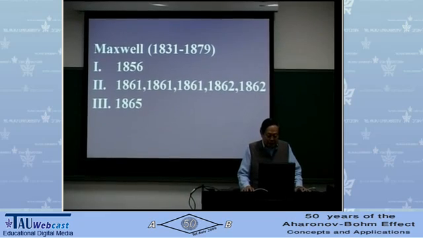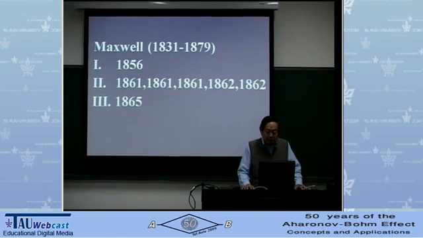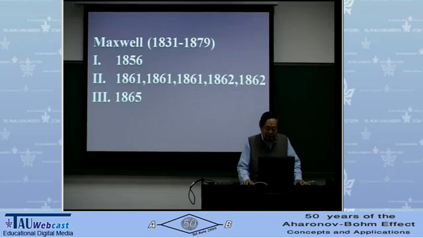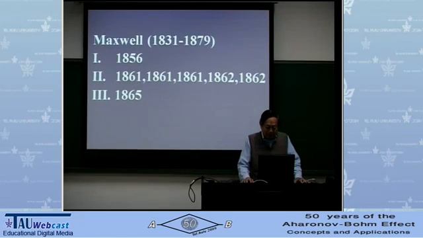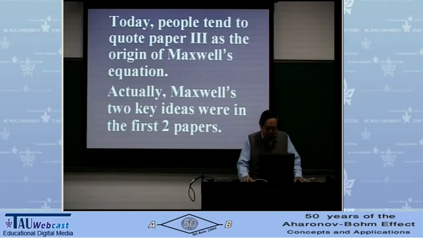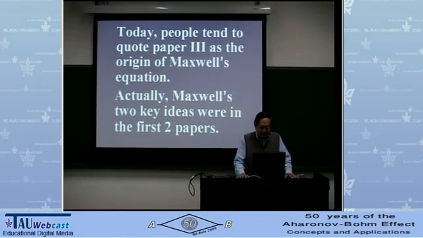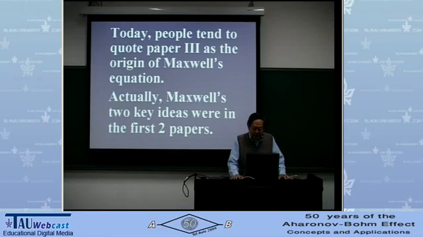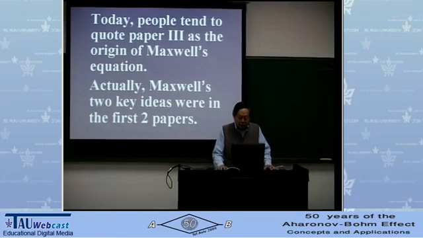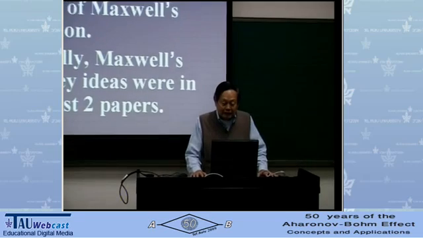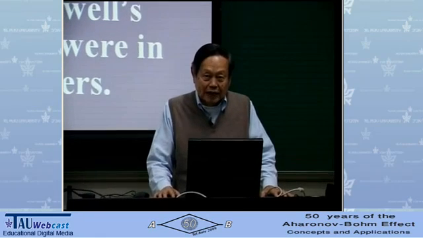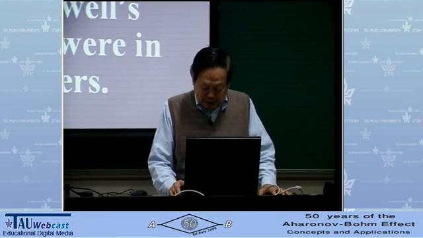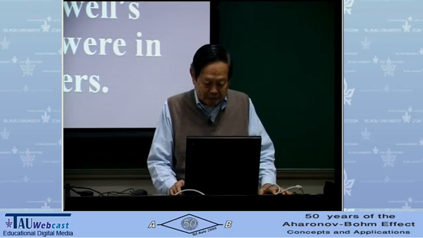Maxwell wrote 3 papers. The second paper was published in 5 installments. Commonly, it is thought that paper 3 is the most important. People usually call that the origin of Maxwell's equations. Actually, Maxwell's 2 key ideas were in the first 2 papers. In the third paper, he only put the 2 together and created the name of field theory.